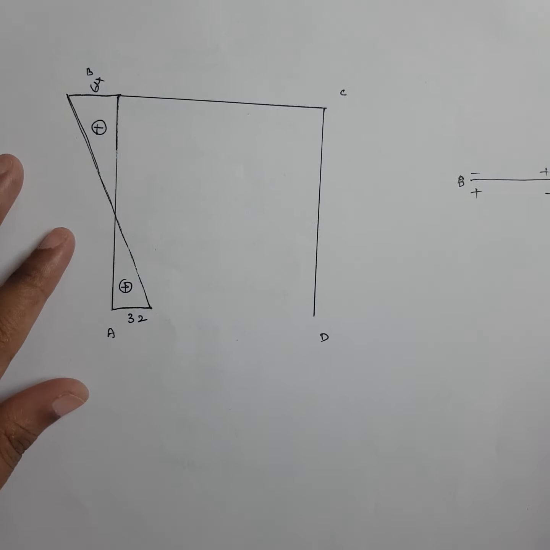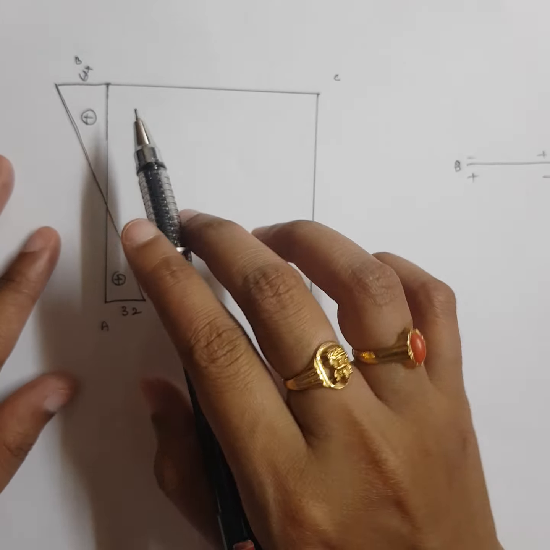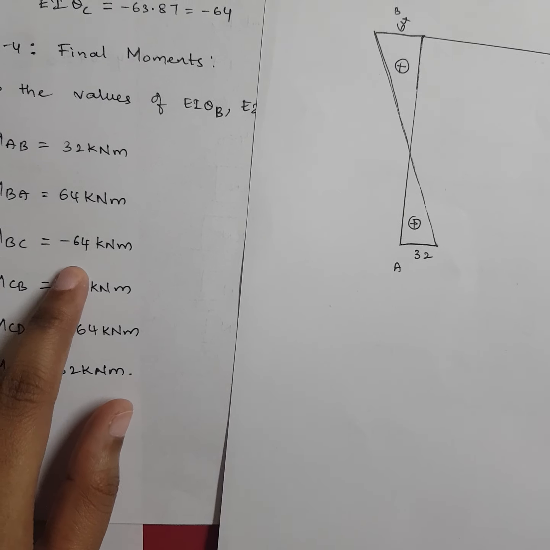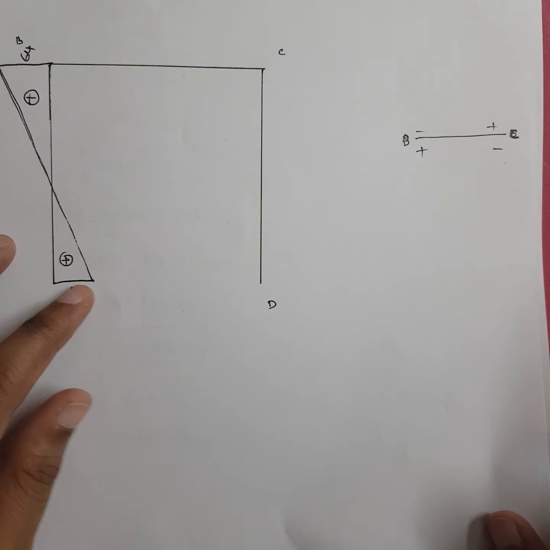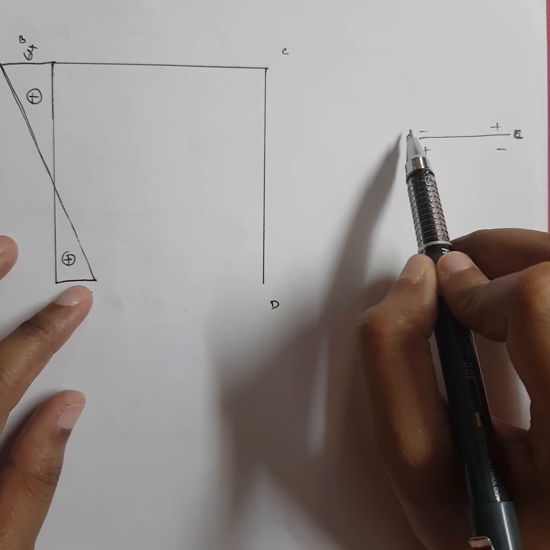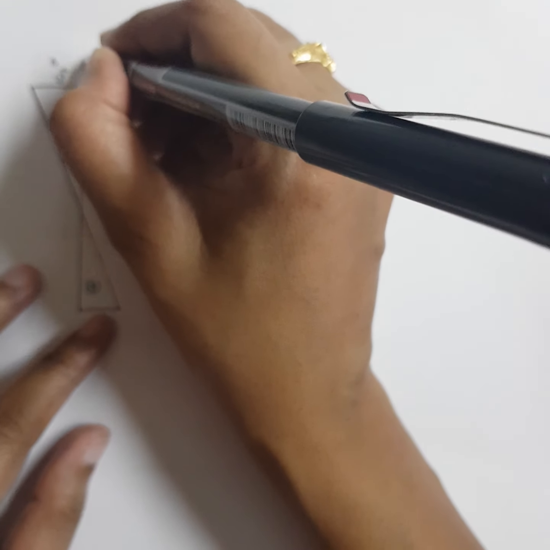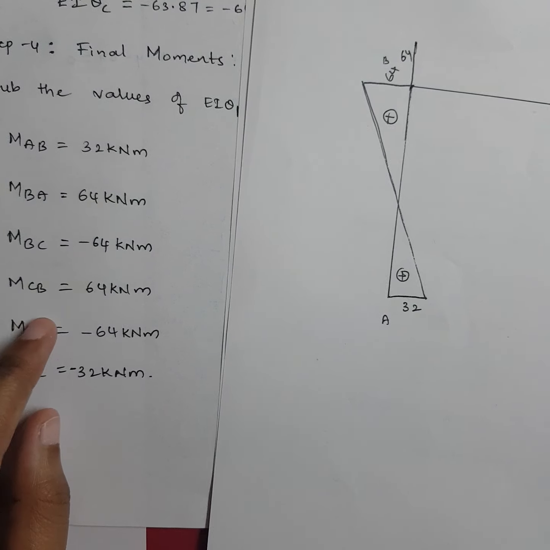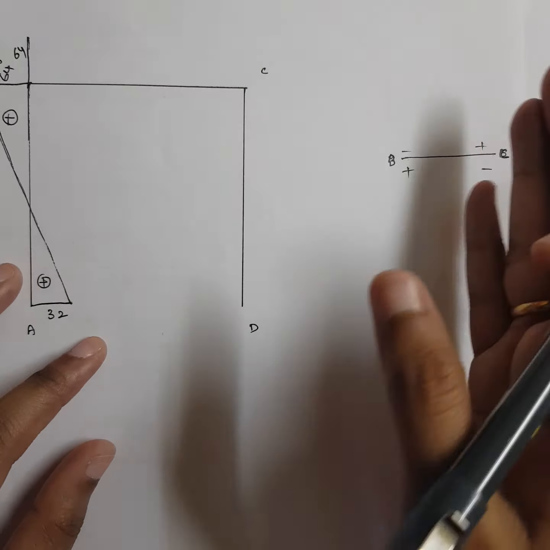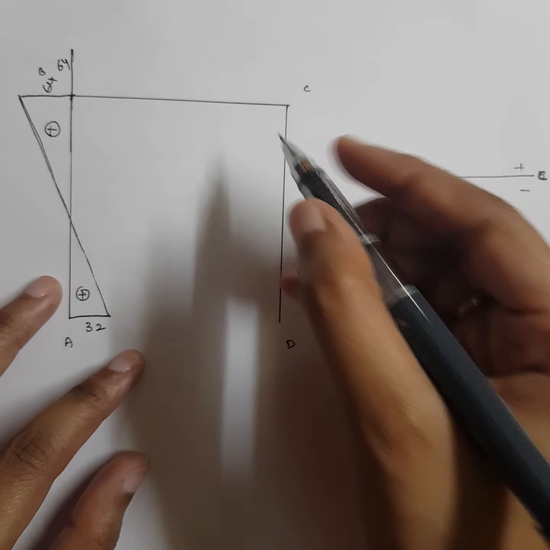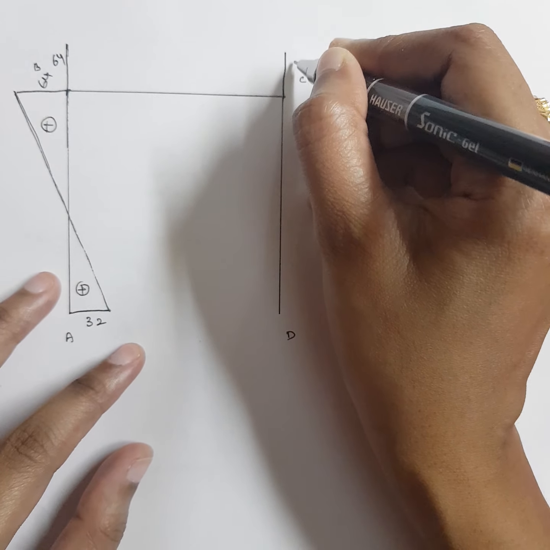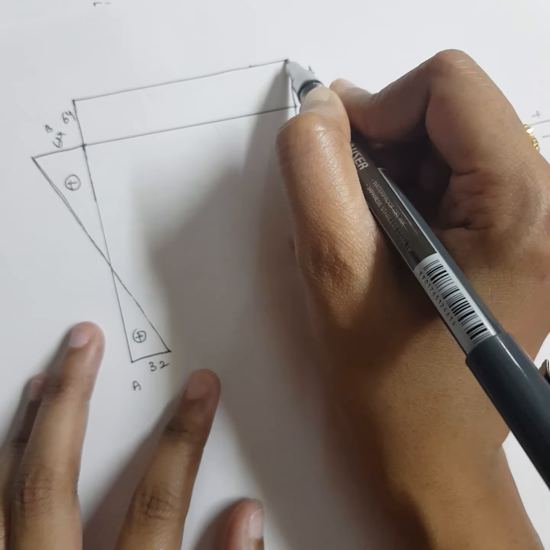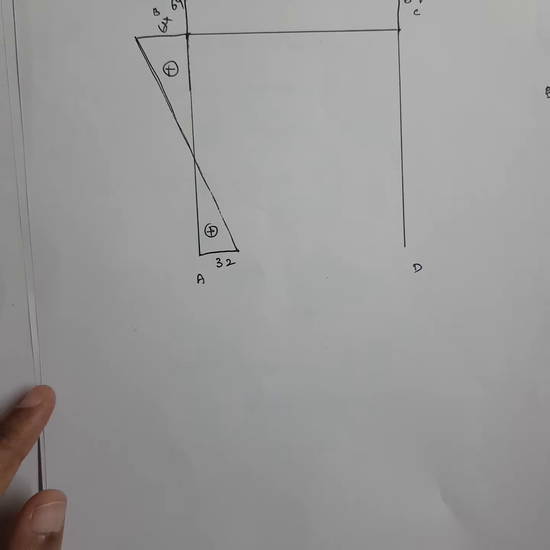Now what is the next beam? BC, right? For BC also we'll follow the same pattern. What was MBC? Minus 64. As I've told you, MBC means left to right, minus means you should draw upwards. So draw like this. This is also 64. Next, what is MCB? Plus 64. Again you got positive, draw upwards. So this is also 64. Now what you have to do, just join them. Since they are equal in magnitude, you will get a box or a rectangle.